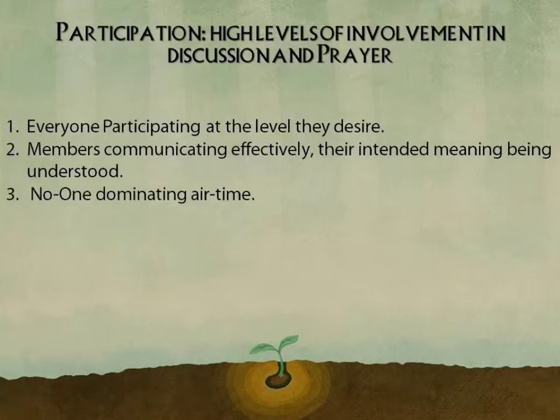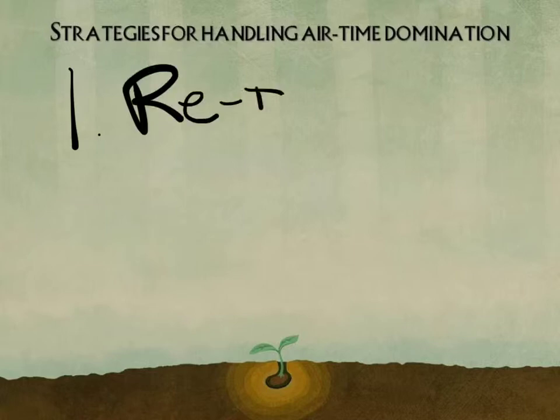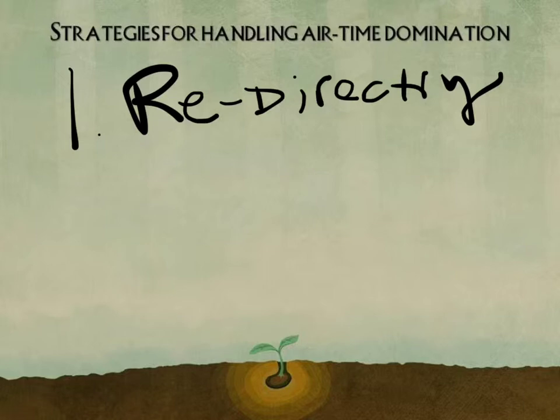Third, we really need to be sure that no one is dominating in the group, and there are some strategies for handling airtime domination. One is the strategy of redirecting the group. If someone is dominating the discussion, you can redirect, and oftentimes that is by interrupting and asking other people to contribute. It may be interrupting and affirming the contribution and then asking if anyone has anything to add, or simply saying we need to go on to the next question.